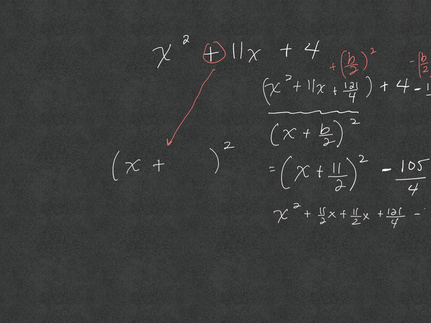And that's going to be minus 105 over 4, which gives me x squared plus 11x if I add these two together. And then that would be plus 16, right? 16, okay? And that would be over 4, which would be 4, and that checks.